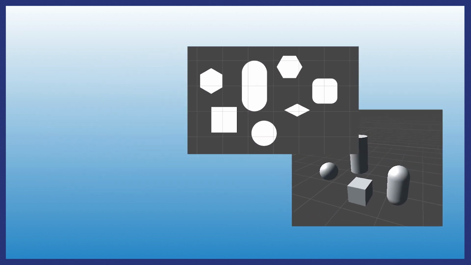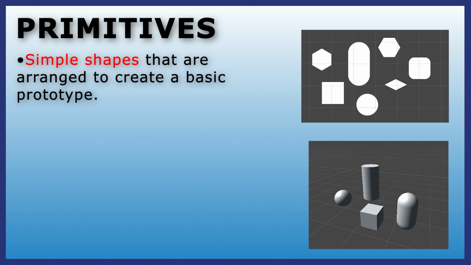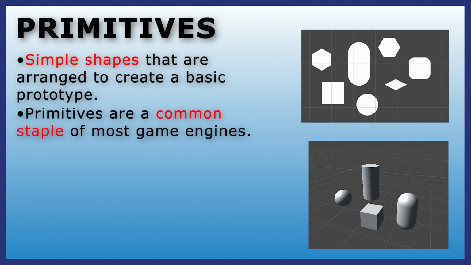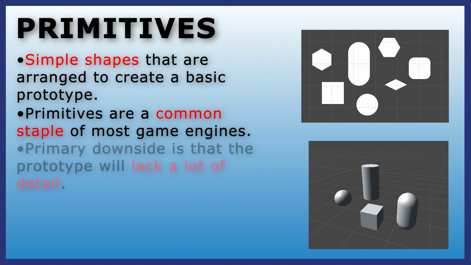There are many options available to designers for creating blockout prototypes. The most basic option is to use primitives. These are simple shapes such as cubes and spheres that you can arrange together to create a prototype. This option is very universal because primitives are a common staple of both 3D and 2D engines. The main downside here is that you'll end up with a prototype that's very short on detail.